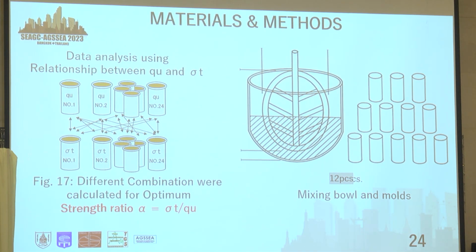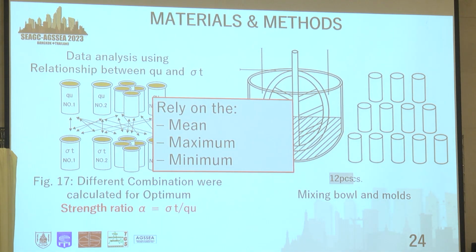Through the materials and method, we obtained many specimens, and the real question was to examine the best way to analyze the data. From this mixing, we obtain the same specimens for qu and sigma t. So which combination should be the best one for the strength ratio? The strength ratio should be sigma t divided by qu. After many discussions with my professor, we finally relied on the mean, the maximum, and the minimum value, of course taking into account the coefficient of variation.